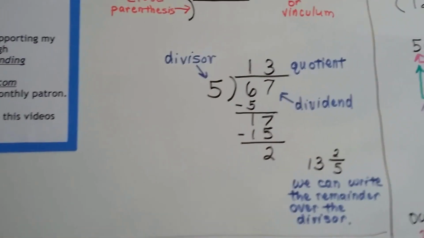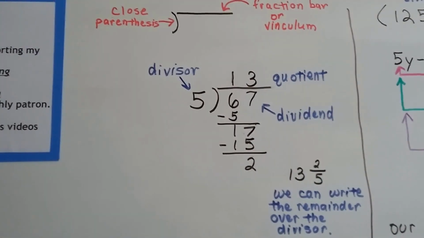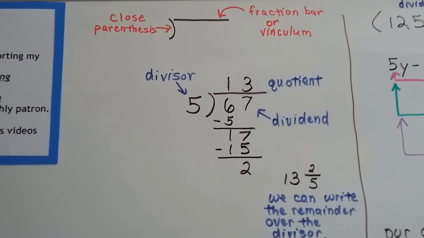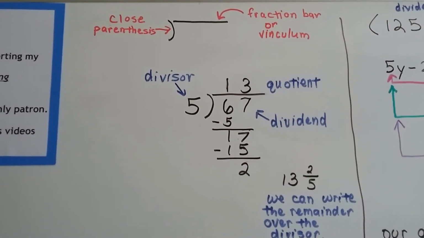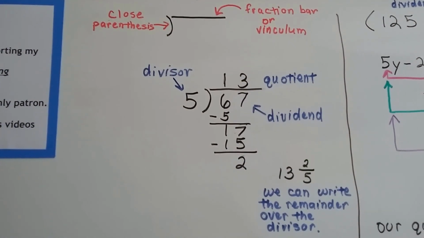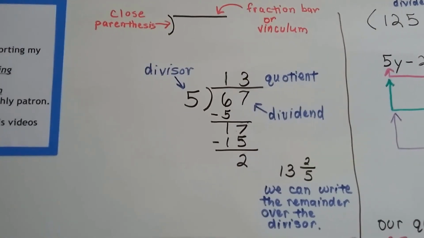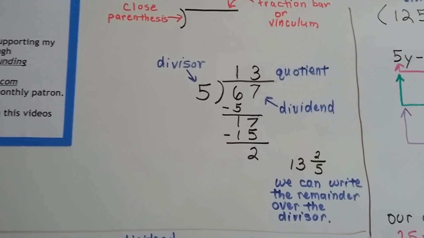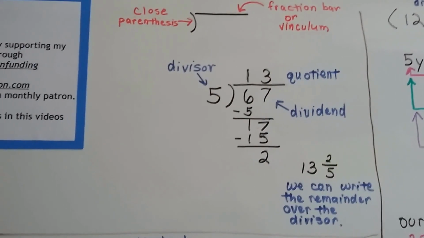So this is just like long division. And if we have 67 divided by 5, the 5 is the divisor, the 67 is the dividend, and we have 13 for a quotient. You can see we have a 2 as a remainder, and it can be written as a rational expression or a fraction by writing our remainder over the divisor as 2/5. And we're going to do that, and I'll show you, okay?